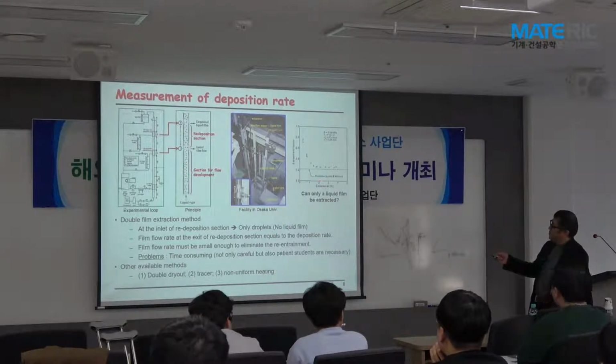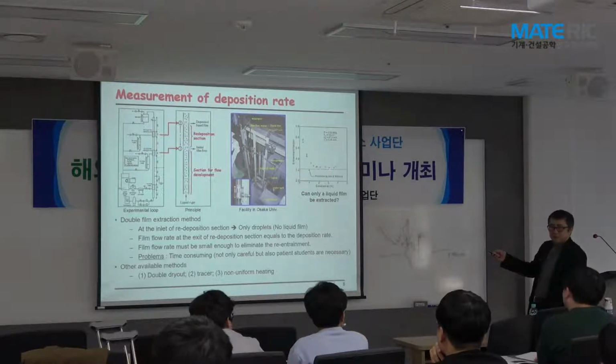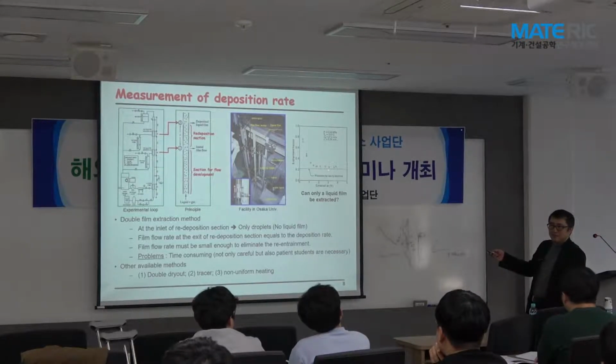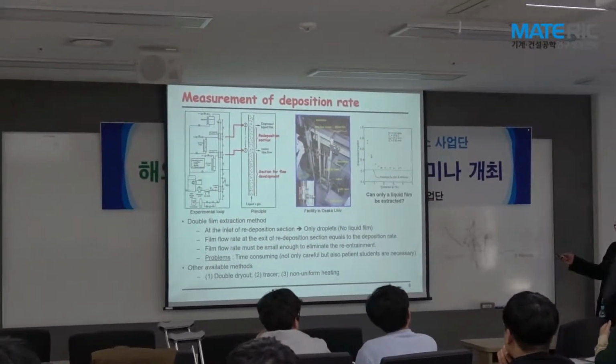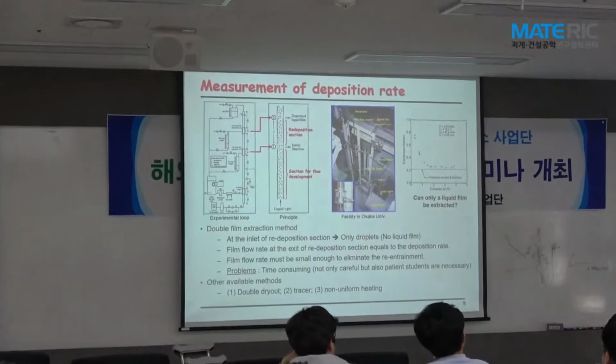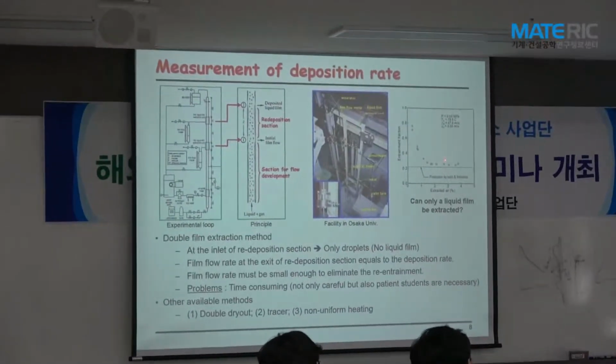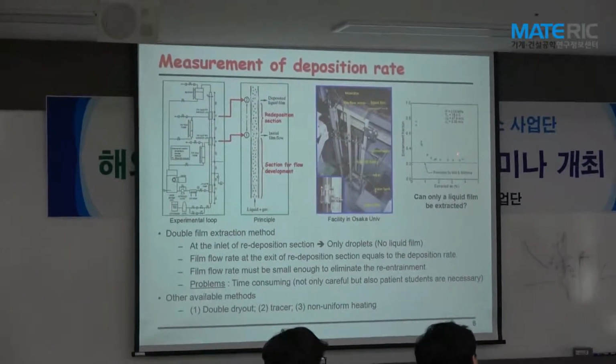Therefore, if you gradually increase the airflow rate extracted, and after that the extracted liquid flow rate is not affected by the airflow so much, in this case the measured result is reliable, I think. But if you are lucky enough, you can get this kind of figure. So in this case, it's okay.